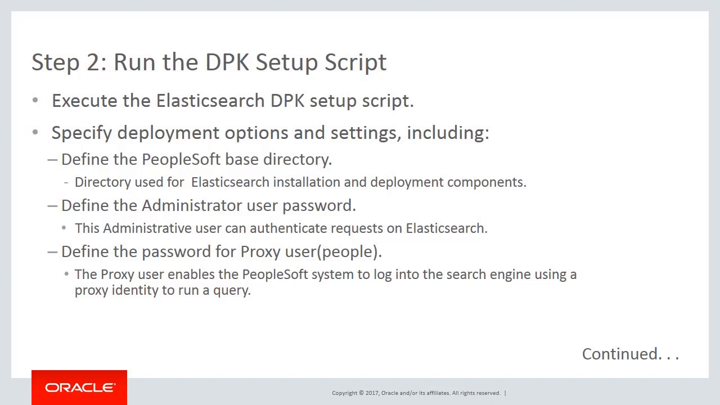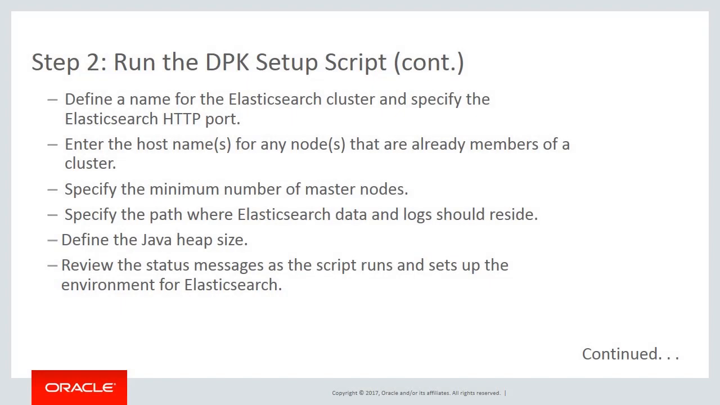The proxy user enables the PeopleSoft system to log into the search engine using a proxy identity to run a query. Next, specify a name for the Elasticsearch cluster. Please note that you need to consider the description for cluster name in the earlier part of this presentation. Specify an Elasticsearch HTTP port. Enter the host name or names for any nodes that are already part of a cluster. Please note that you need to consider the description for host name in the earlier part of this presentation.